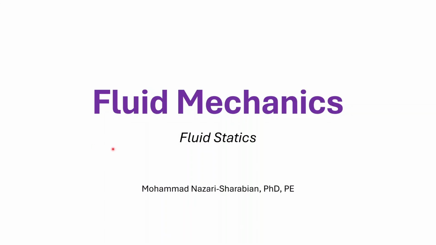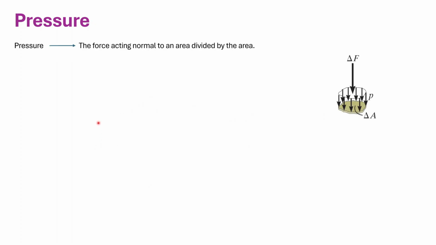This lecture is on fluid statics. Let's review the definition of pressure. Pressure is the force acting normal to an area divided by the area. So, as a formula, P, which is pressure, equals delta F divided by delta A, which is force divided by area.